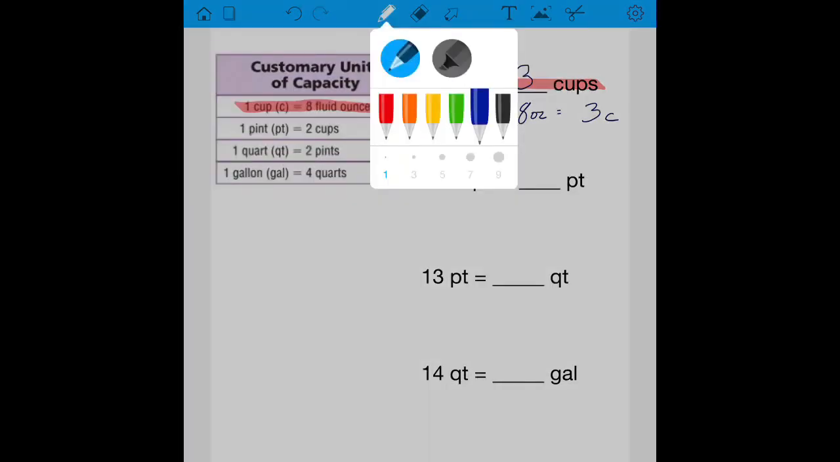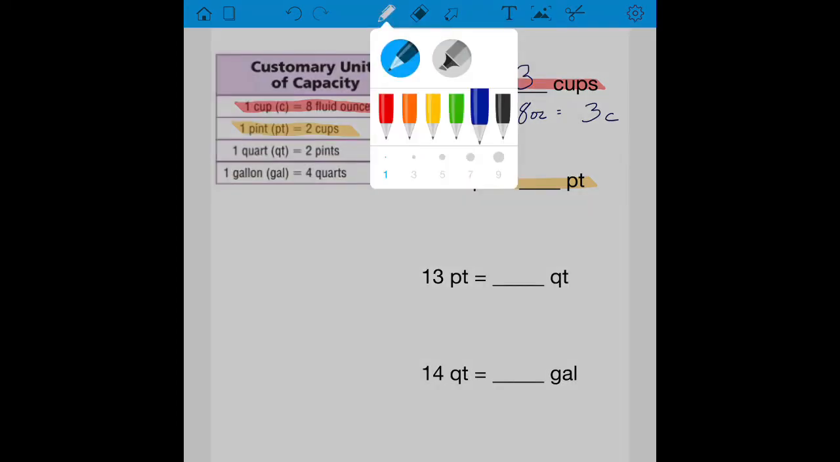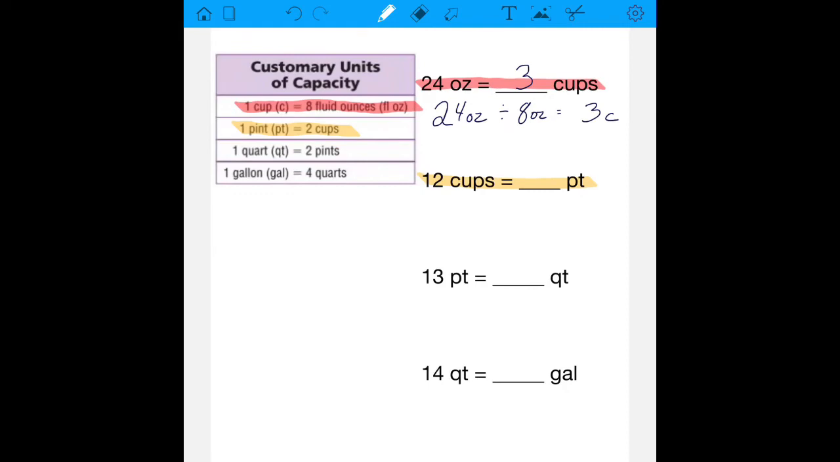Now let's take a look at my next problem. In this case, I want to change from cups to pints. So I look over here, I can see that I have my cups and pints on the chart, and I'm going to make that conversion happen. In order to do that, I'm going to divide. I'm going to go from 12 cups, and I'm going to divide it by 2 cups, and that equals 6 pints. So I know that 12 cups is really equal to 6 pints.